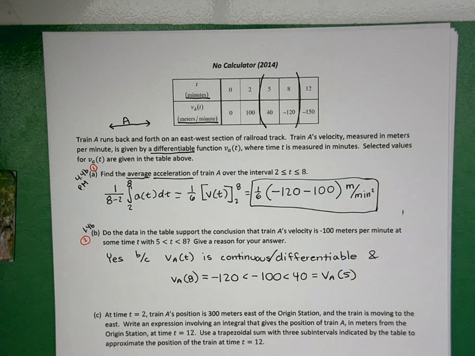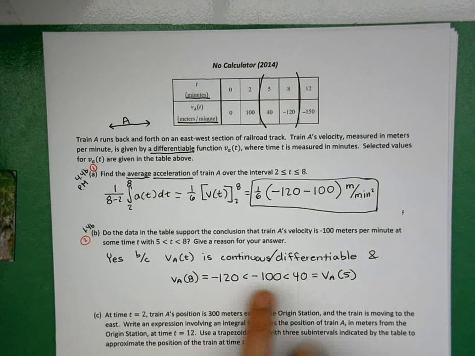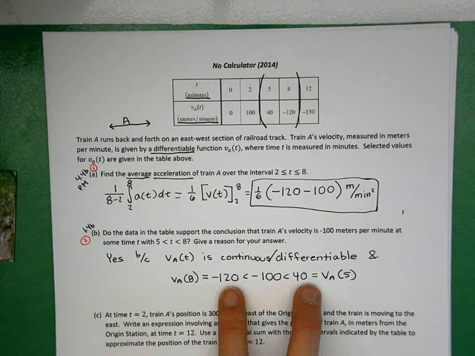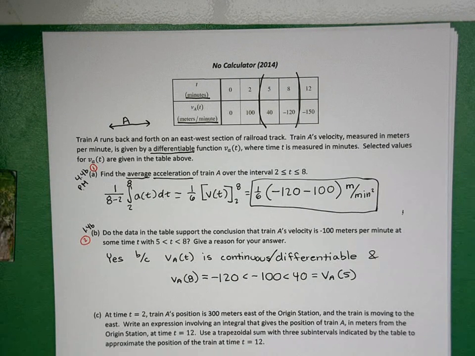And your other point came from recognizing in some way, shape, or form that negative 100 lies between negative 120 and 40. Even if you had not gotten the continuous down, you could have snagged this point, potentially, by writing out your thought process as you looked at this table for how you knew that negative 100 would definitely exist. Okay?